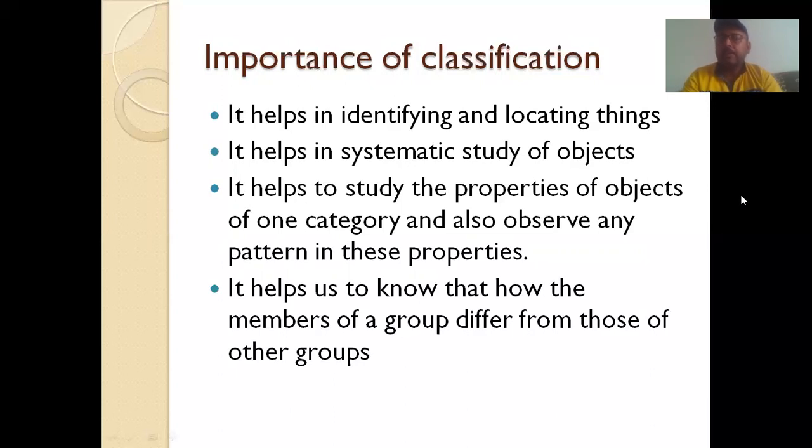Secondly, it helps in systematic study of objects. Obviously, if you keep all the similar objects in a particular group, then it helps us to study the objects easily. It helps to study the property of the objects of one category and also observe any pattern in these properties. It helps us to know how the members of a group differ from those of other groups, that is, if we put two things in separate groups, why they are kept in different groups.